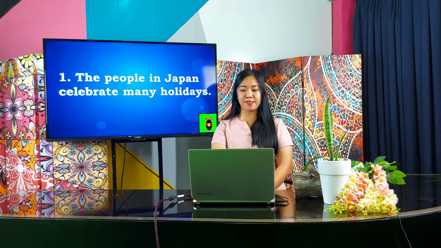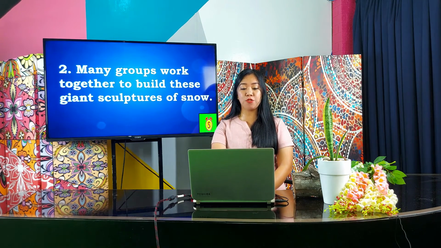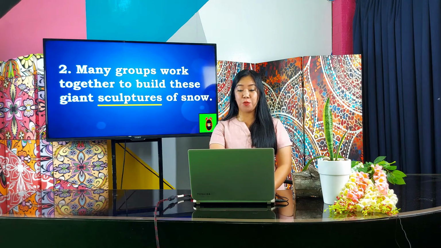Time's up, kids! The underlined common nouns are people and holidays. The encircled proper noun is Japan. Number 2. Many groups work together to build these giant sculptures of snow. What is your answer? The underlined common nouns are groups, sculptures, and snow.